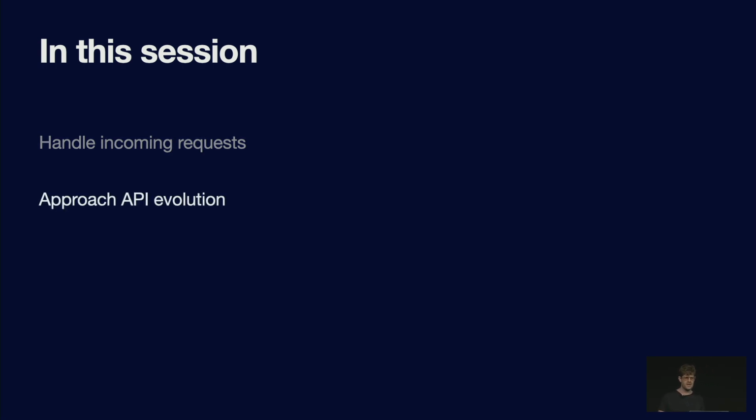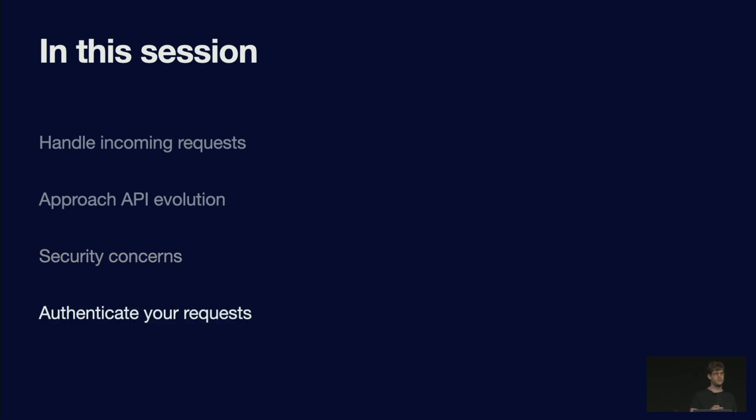In this session, we'll have a look at how to handle incoming requests with your server. We'll see how to approach API evolution. That's a question that I've seen a lot going around on the networks. And we'll have a quick word on security concerns you might have. We'll look into how to authenticate your requests properly. And we'll have a word on where to go from there, because obviously you will have a lot of things to do after that.